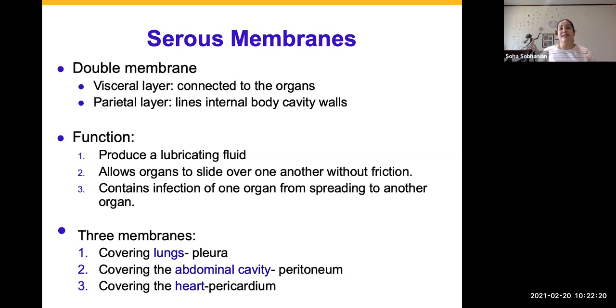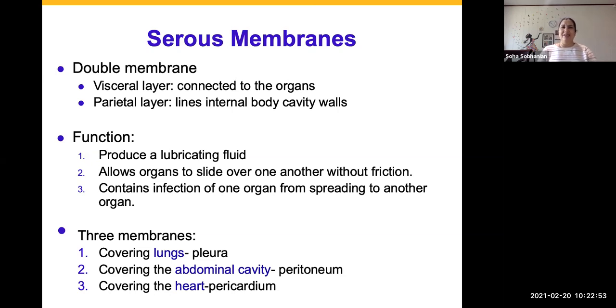So every time they move, they can rub against the organs that are next to them, and they can create friction. And we know from our day-to-day life that friction is never good for something, right? Because it's going to damage this. So what this serous membrane does is create a slimy surface on them. That lubricating surface allows these organs to slide over each other and limits the friction. Therefore it limits the damage.